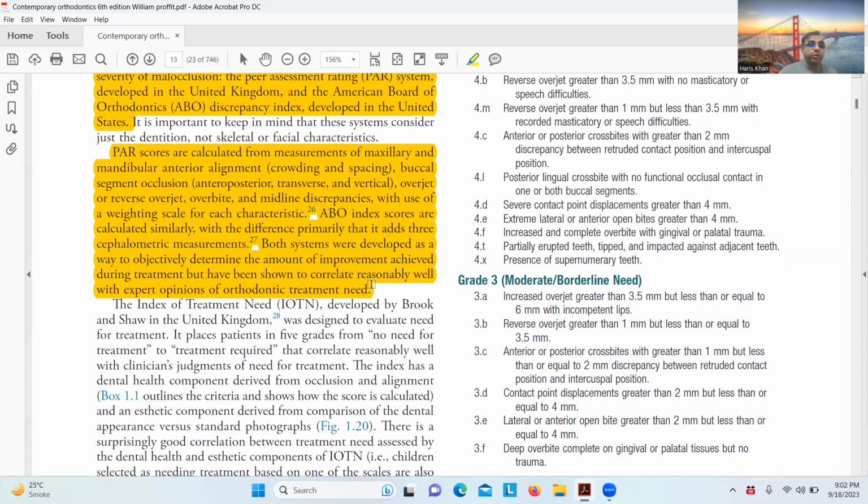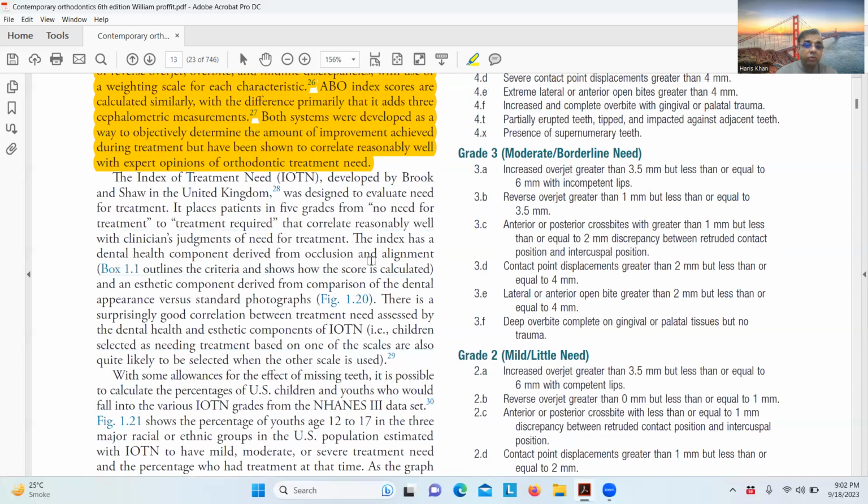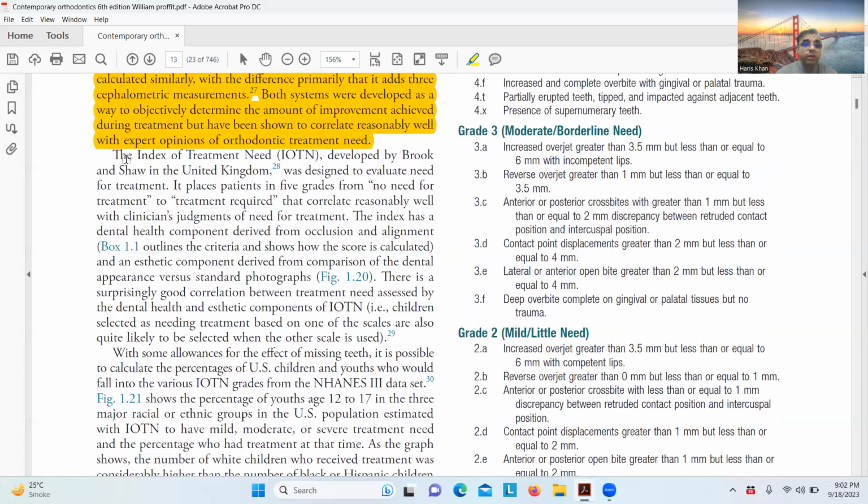ABO scores are calculated similarly, but eventually you have to read what is what. Thoroughly read what the peer assessment rating is and what the ABO index is when it comes to solving questions in America, like what in the Asian exams, right? These two or three lines are not enough for post-grad students. So the IOTN, what is IOTN, right? So the health component, divide and outline this.